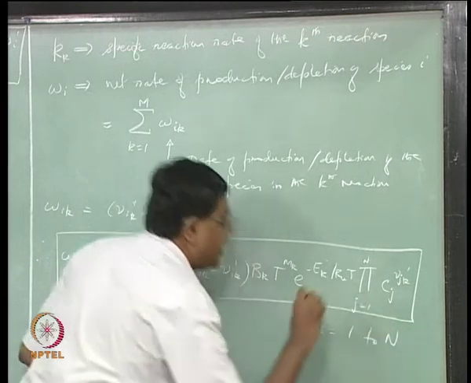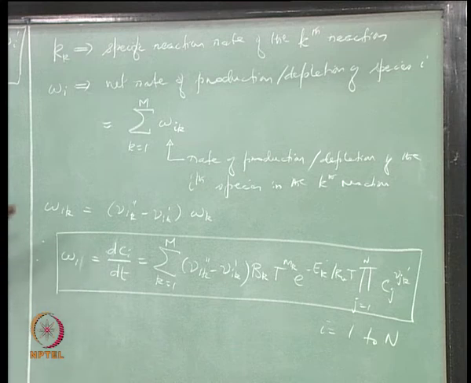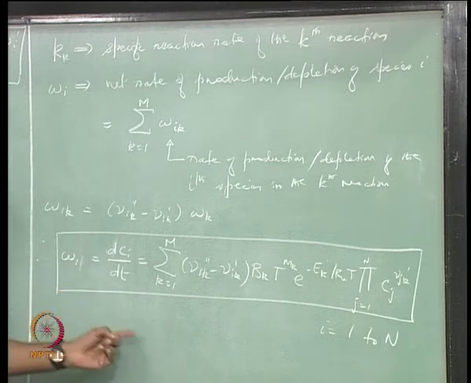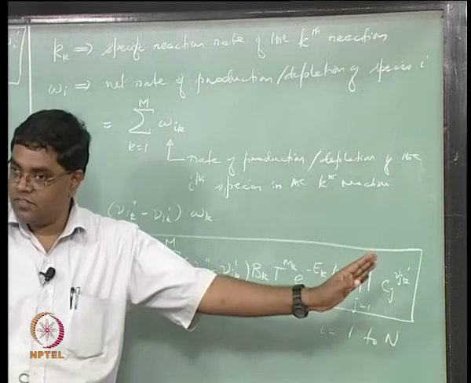This means for this box you should be able to write i equals 1 to n. That means this is actually n equations, one for each species, right? And all these equations are a simultaneous set of equations. They are all coupled to each other, because the rate of change of this is going to depend on all other concentrations. So if you want to find out Ci, you now do a time integration of this, right?